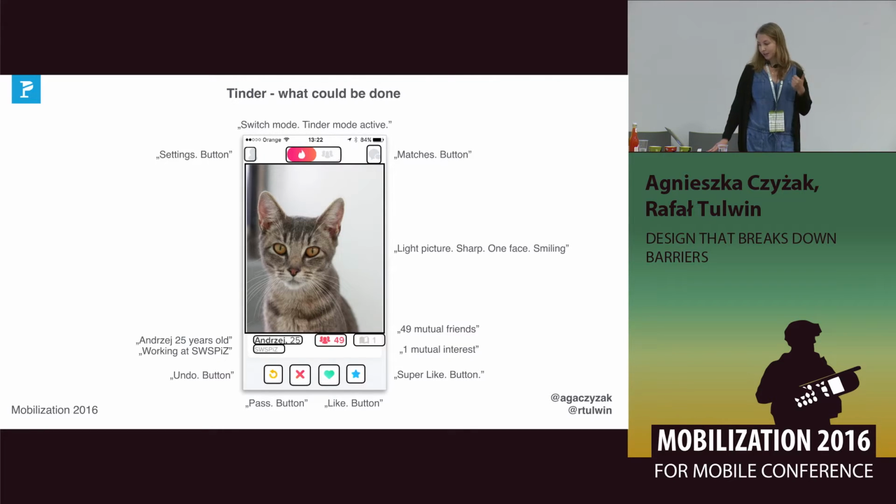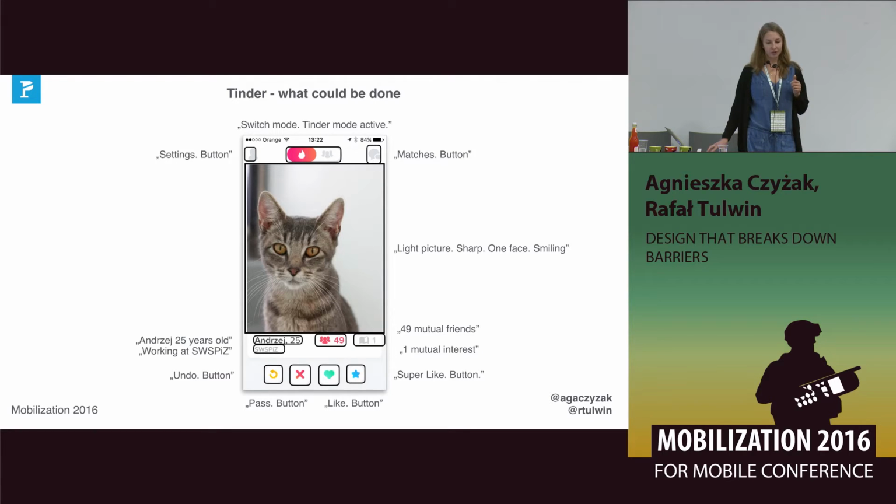labels. So here it would be settings button. The settings is a label and the trait is button. Then it could be read that this is a switch mode and you are now in the Tinder mode active. Matches button. Andrzej, 25 years old, could be said, so we know what the 25 stands for, and then working at or studying at this kind of place. Then the buttons should be labeled properly, and actually it could be said that there are 49 mutual friends and 1 mutual interest.